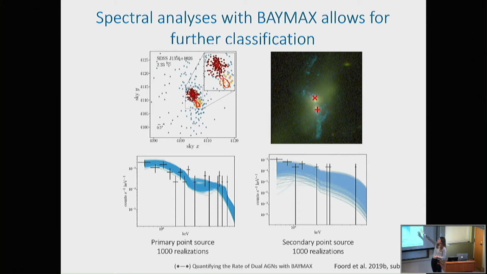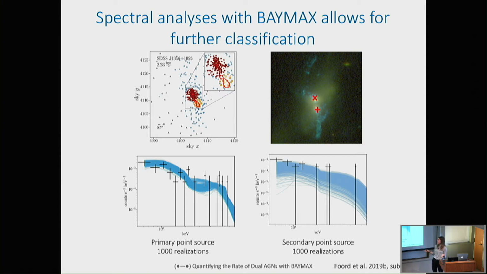So I'm showing you an example for one of these systems that had a Bayes factor that favored the dual point source model. This was a system that had that diffuse emission, so you see it both in X-rays and in optical. And in the bottom panel, I'm showing you 1,000 different spectral fits to 1,000 different spectral realizations for the primary point source and for the secondary point source. And I'm overplotting one of those spectral realizations in black.